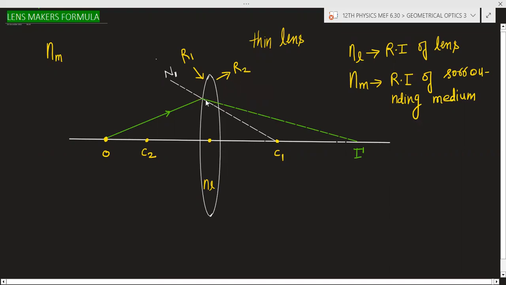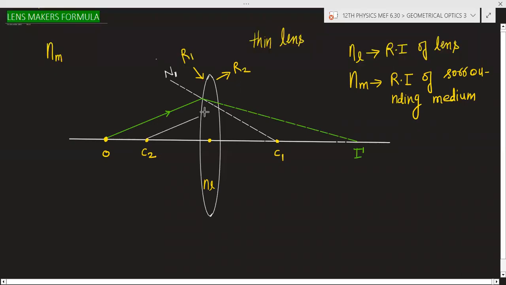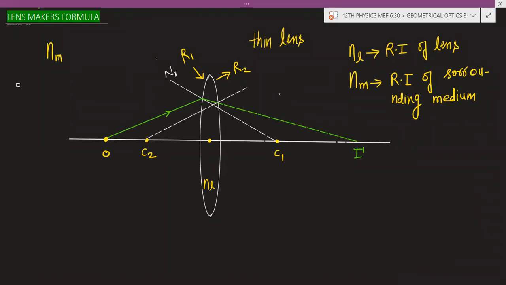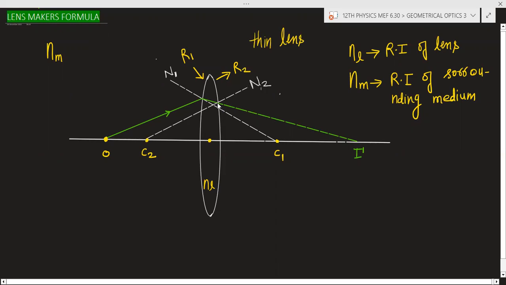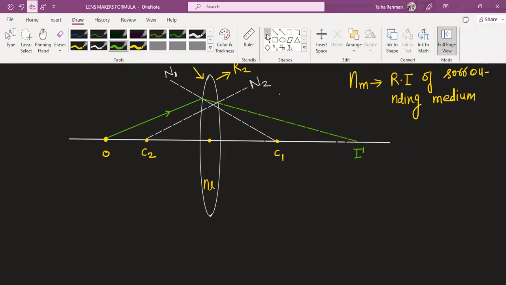Now the light is bending like this and striking the second surface. Again you draw the normal for the second surface. The normal will always pass from the center of curvature of the surface. This is N2, another normal. The light will bend away from the normal, as it is going from the denser medium to the rarer medium. So light will go something like this.